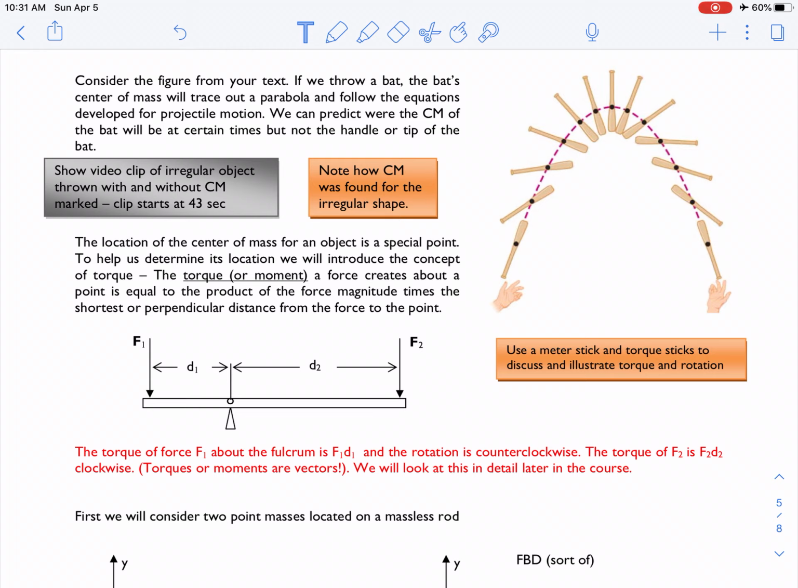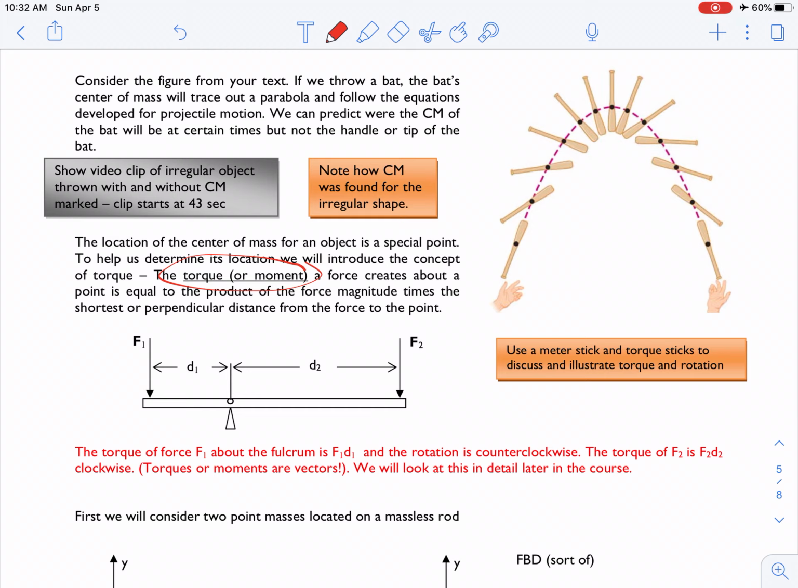The torque a force creates about a point is equal to the product of the force magnitude times the shortest, or perpendicular, distance from the force point to the point. So this concept is so important. Again, this is one of the important topics for the rest of the semester, and not just for this semester. Later on, you will be taking courses where you are going to investigate those in much more detail.